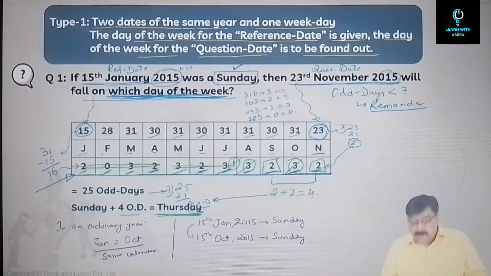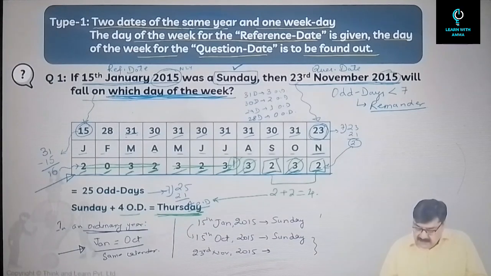Now from 15th October 2015, we will find out till 23rd November 2015. See, now the length of the question has decreased here. It is not from January to November. Now it is from October to November. How? Because we know that in an ordinary year, January and October have the same calendar. So let's see here. October, November: 15th of October till 23rd of November.